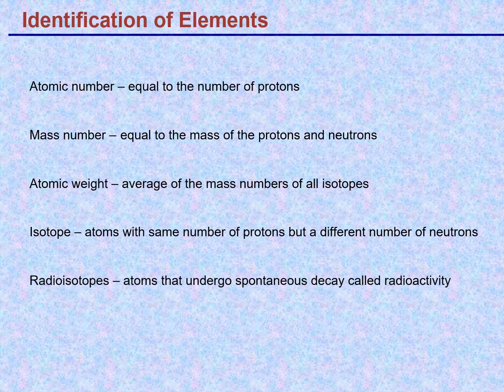Elements are defined according to certain characteristics, including atomic number, which is equal to the number of protons, and the mass number, which is equal to the mass of protons plus neutrons. The atomic weight is the average of all the different isotopes of an element that you can find. An isotope: these are atoms with the same number of protons but a different number of neutrons. They're going to have similar, not identical, characteristics to each other.